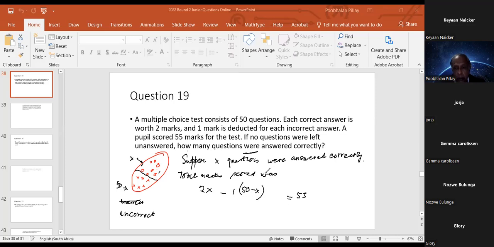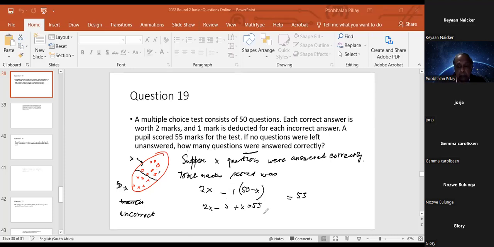So the total number of marks which were subtracted is 1 times 50 minus X, because each time you give a wrong answer, you subtract 1 mark. So there it is, you got the equation. You calculated the total number of marks 2 different ways: 2x minus (50 minus x) is 55.